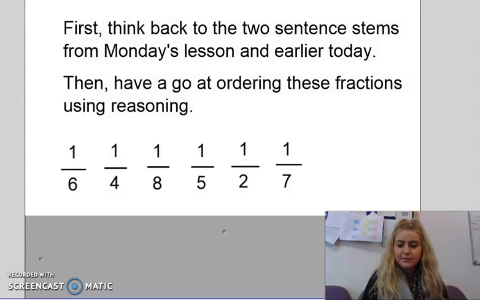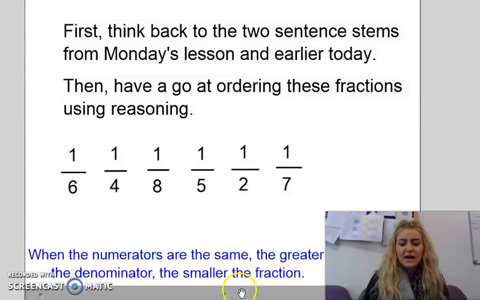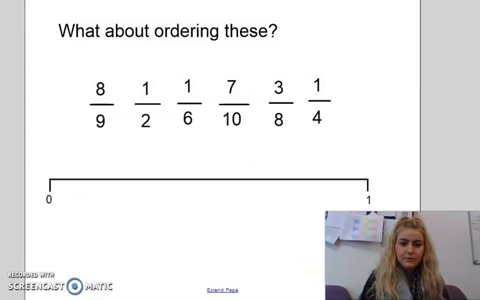So pause the video. Okay, so did you remember that when the numerators are the same, the greater the denominator, the smaller the fraction? So you should have got 1/8 as the smallest, then 1/7, then 1/6, then 1/5, then 1/4, and then 1/2 as your largest. But then what about ordering these? Can you pause the video and have a go, and then come back for part 2 once you've done that?